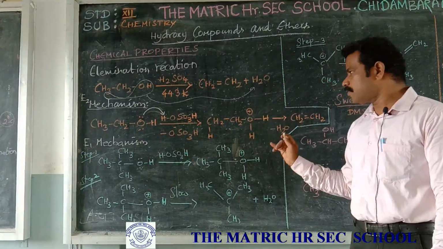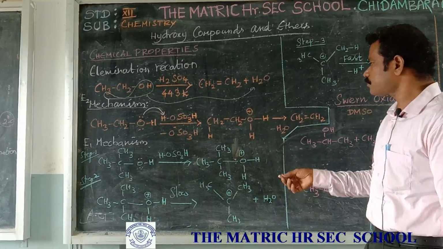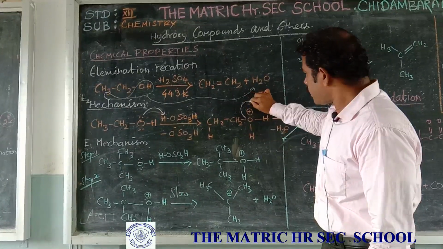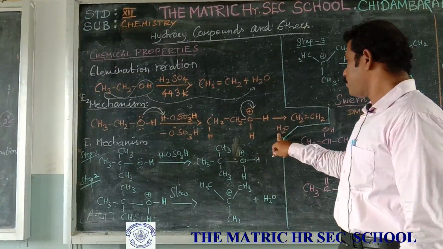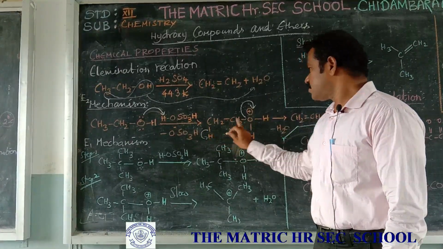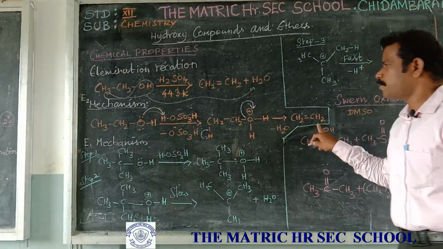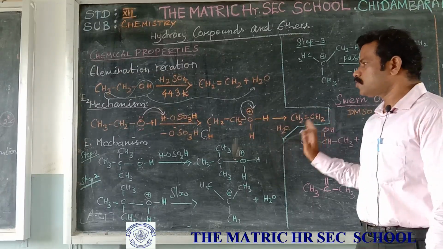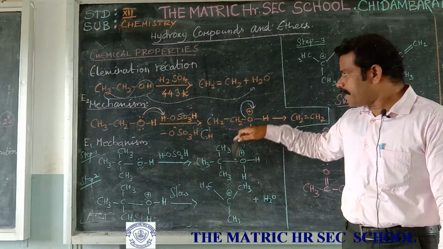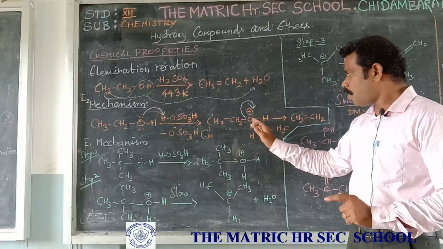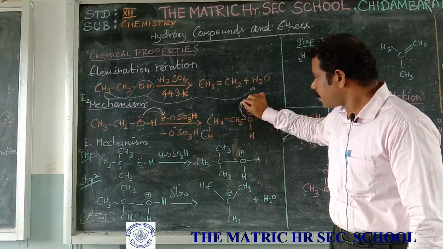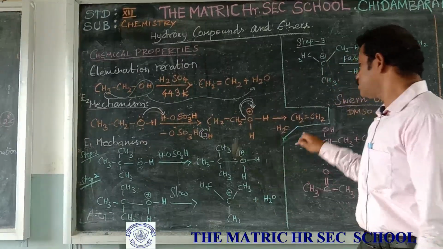This compound is unstable; the oxygen has three valencies, 1, 2, 3. In this compound, the electrons go to the oxygen and water is removed. At the same time a hydrogen leaves as H plus, and you get the double bond. This process happens at the same time, so it is a single step reaction. Why? The reaction depends only on this molecule: at the same time the water molecule is removed and the hydrogen is removed. So you get ethylene.